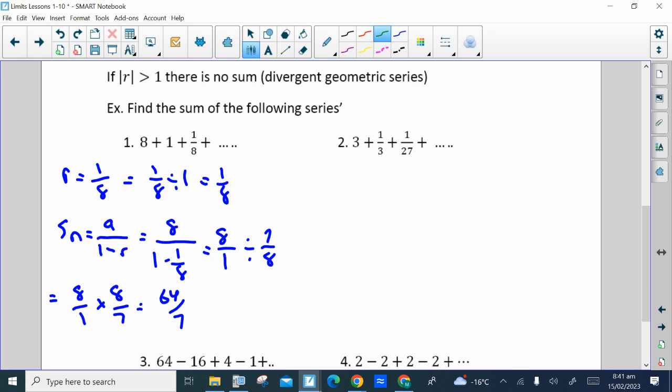All right, question 2. Again, the first step is to find out if there is a sum. And that sum will be found by using the formula, but first we have to make sure that r is between -1 and +1. And to find r, we'll divide the second term by the first term. We're going to divide 1/3 by 3 over 1, so that would be the same as 1/3 times 1/3, which is 1/9. So the sum will exist.